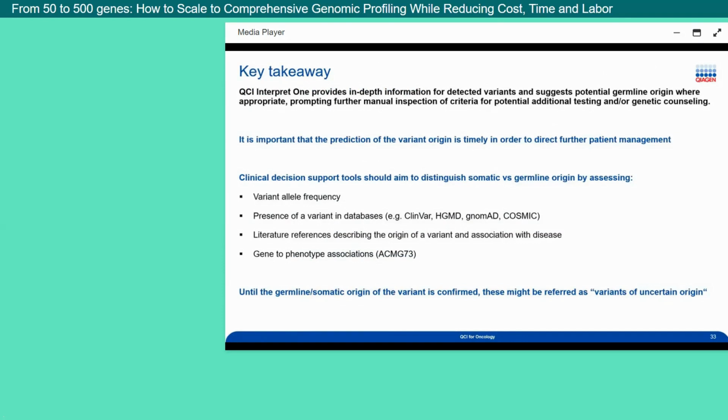So as a key takeaway, a sizable portion of pathogenic variants in cancer susceptibility genes that are observed on tumor-only analysis are of germline origin. QCI provides in-depth information on detected variants and suggests potential germline origin where appropriate, prompting further manual inspection of criteria for potential additional testing and/or genetic counseling.